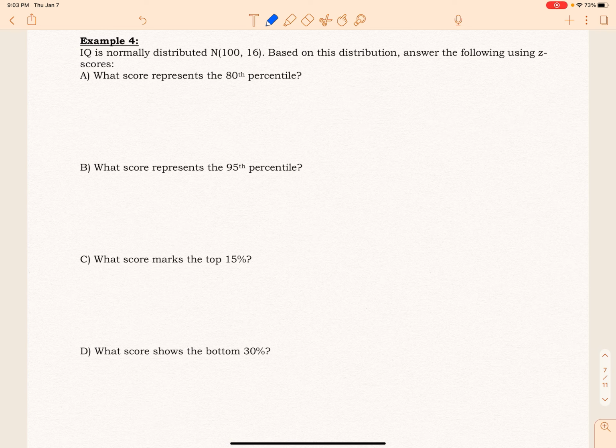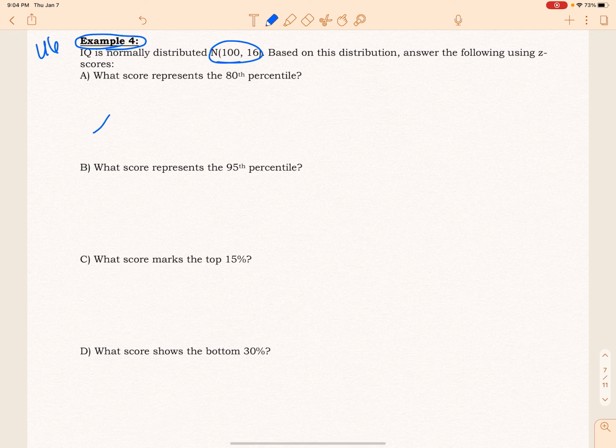AP Statistics. It's time for example 4, Unit 6. And I know y'all are getting tired of the IQ normal distribution, but I think this is the last one, so you're welcome. All right, so like I said, I am using the IQ normal distribution with these parameters. And based on that distribution, I'm going to answer the following questions. All right, so for part A, what score represents the 80th percentile?